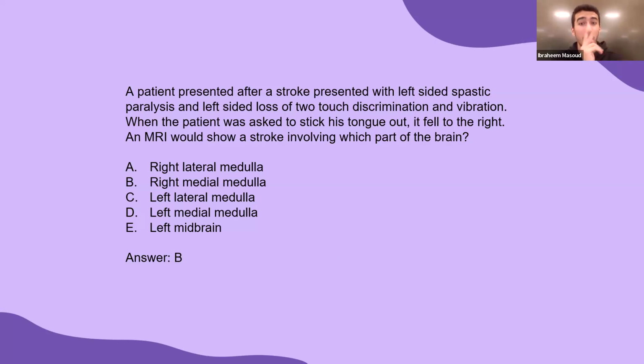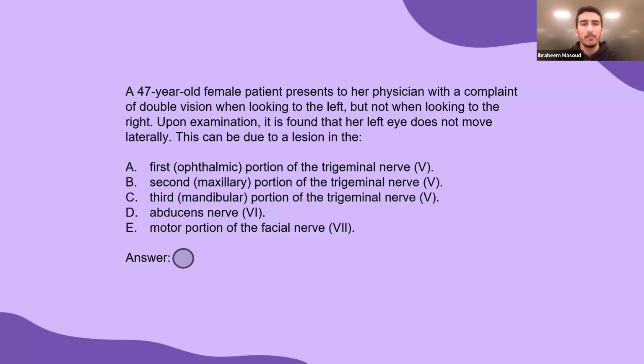Hypoglossal is in the medial medulla, and it fell to the right. So this means the left side is contracting, the right side is not contracting. Because when you contract the left side without the right, it will go like this. See, I'm contracting this only. So right medial medulla. Good job, sir. Good job.